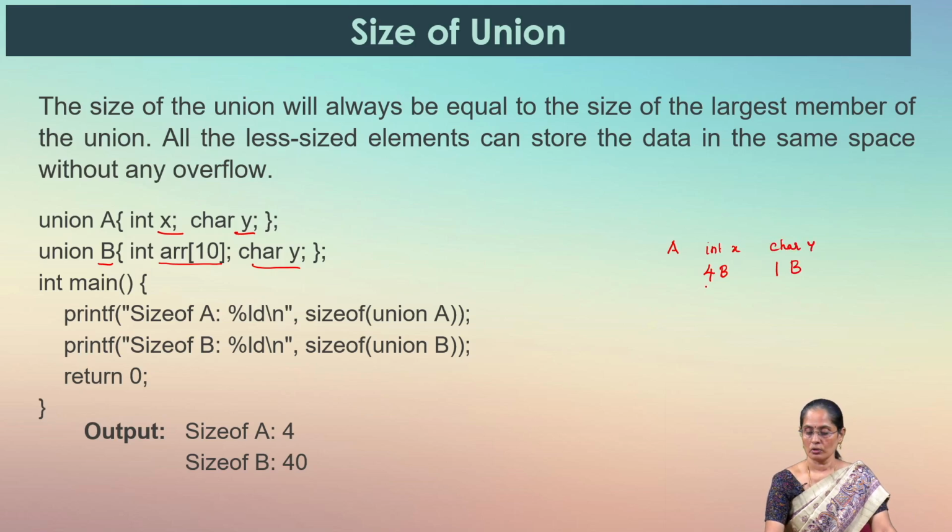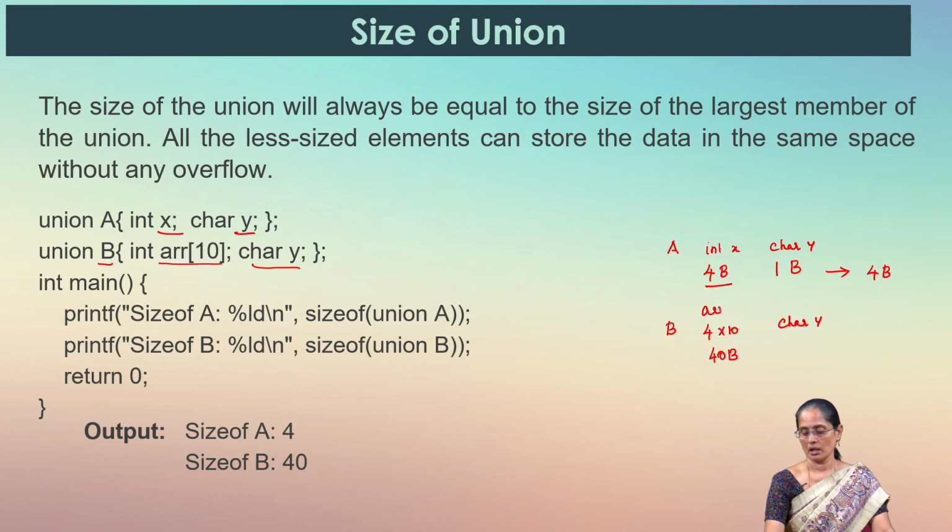So, the largest size is being allocated for the integer, which is 4 bytes. So, the size of union A will be 4 bytes. When I take the second example, union B has 10 integer elements. One integer element occupies 4 bytes, so 10 integer elements are going to occupy 40 bytes. And there is also one more member, char y.